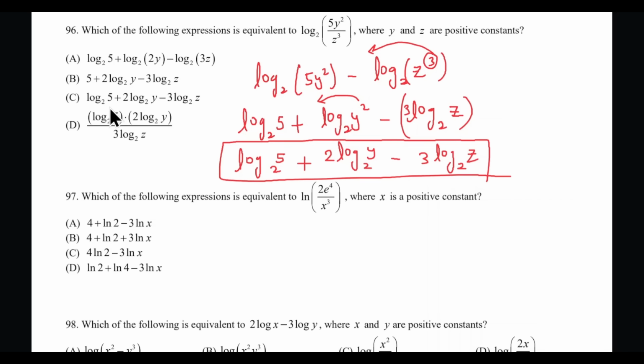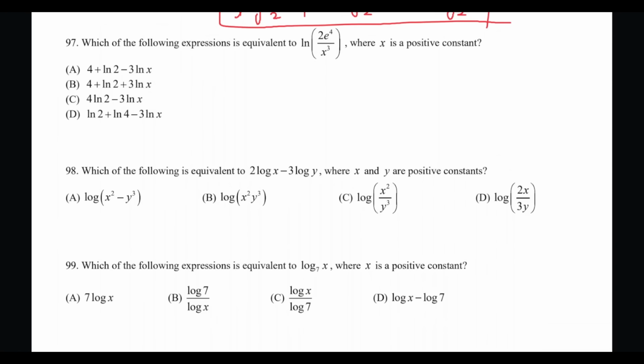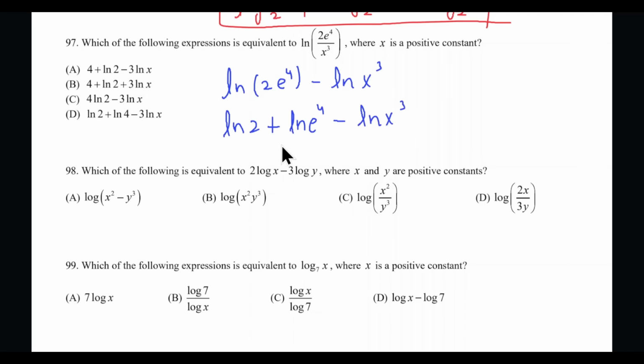3 log 2 with, sorry, not B, C. My bad. Yeah, C is correct. Okay. Likewise over here, even if it is ln or natural log, it's not really going to change anything. So that will be ln of 2e to the 4 minus ln x cubed. This is going to be ln 2 plus ln e to the 4 minus ln x cubed.